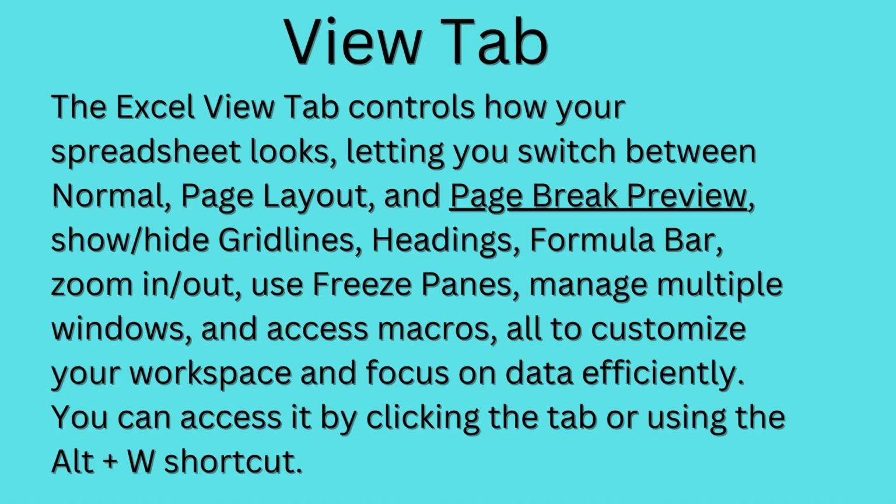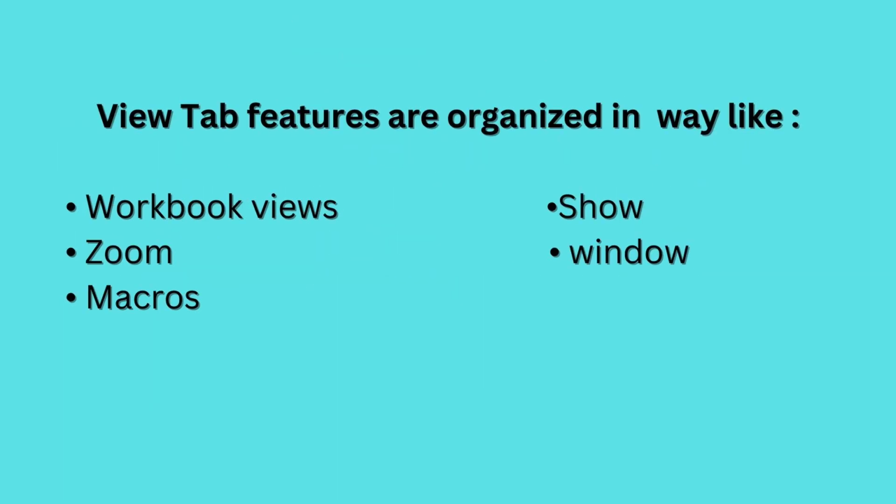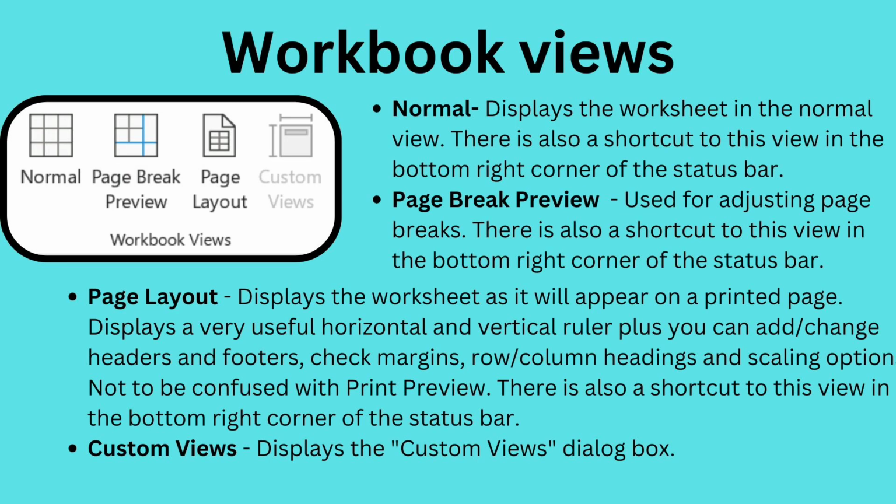You can access it by clicking the tab or using the Alt plus W shortcut. View tab features are organized like this: workbook views, show, zoom, window, macros. Workbook views are distributed in 4 sub-features.